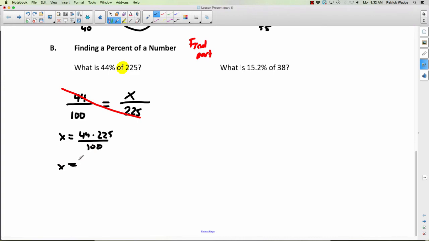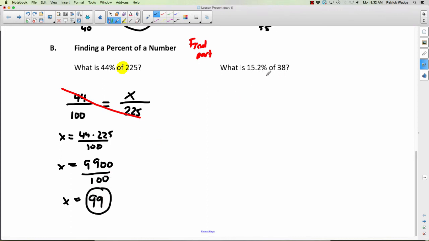Wow, 44 times 225 is 9,900, and then we're going to divide it by 100. If you divide that by 100, you get 99. What a nice answer. 99. Okay, let's do one more of those.